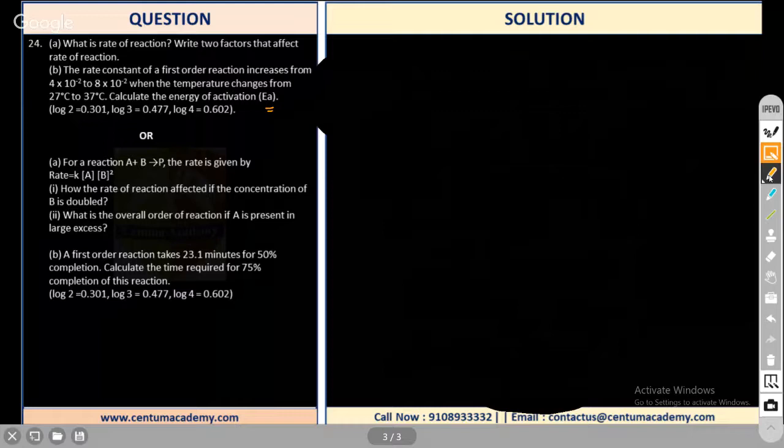See, you must have got confused, thinking that since A is in maximum excess, you can just neglect this B square term. That is what you were thinking, right? A is in excess, so just remove or neglect the B square term here. That is what you thought.